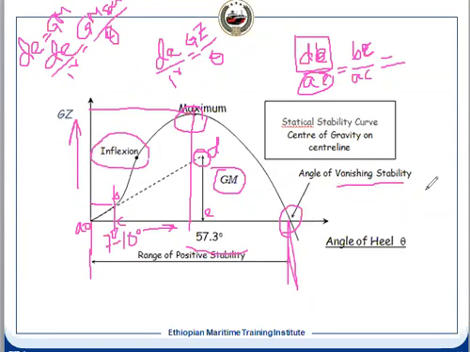Point of inflection: when a ship is capsizing, at one point your upper deck edge will start submerging. This is the water level, this is the cross-sectional view, and now it is capsizing. Then what will happen? This is the center line, for example.